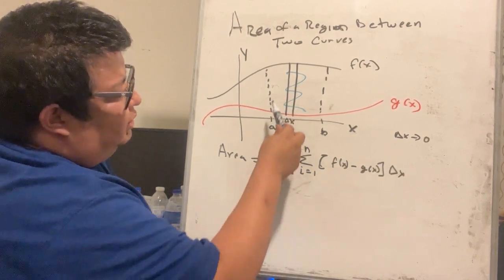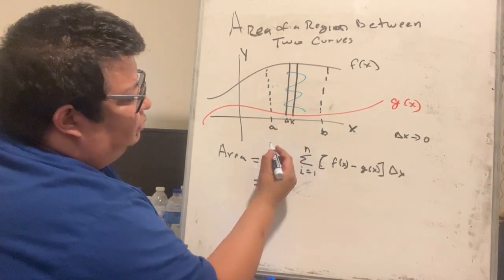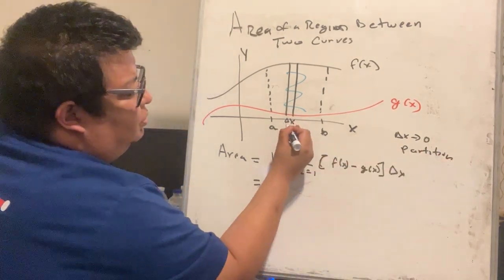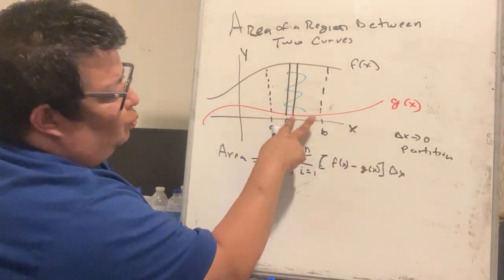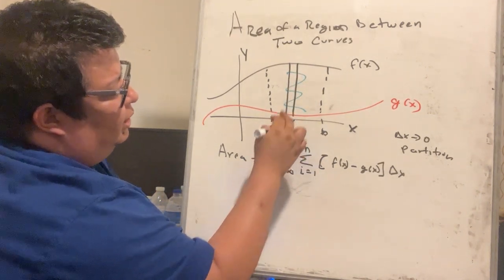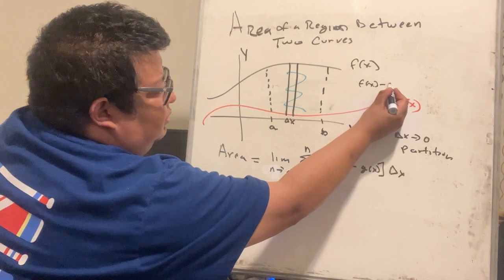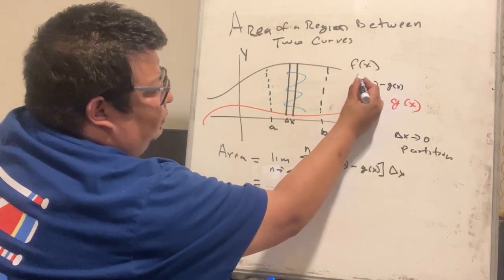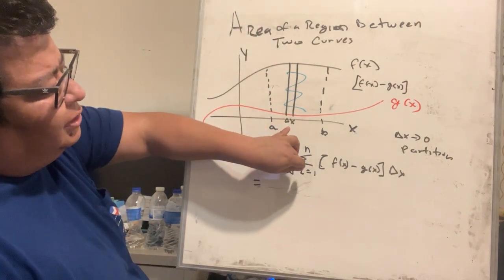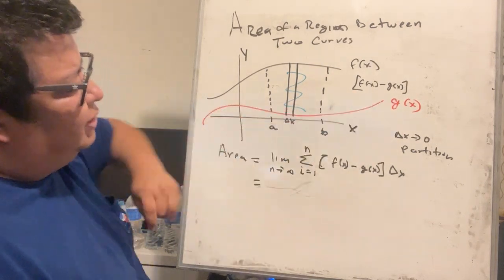But for approximation, you can divide this. So basically, delta x is like a partition. You let the width of this rectangle approach 0 or be as small as you want, and then the height of this rectangle is going to be f of x minus g of x. And what's the area of a rectangle? For any rectangle, it's the width times height. So we let delta x multiplied by f of x minus g of x.